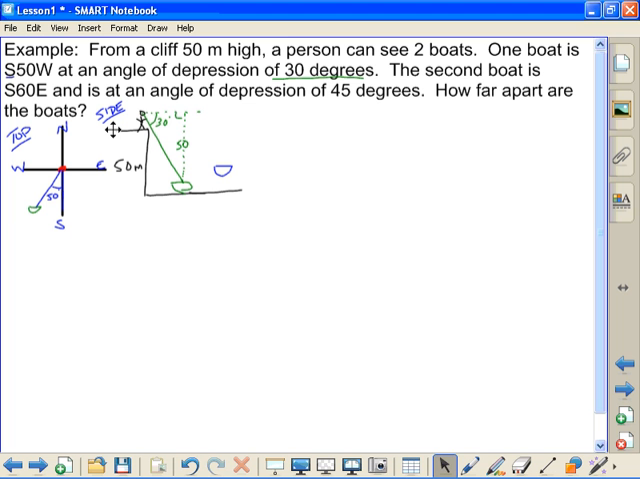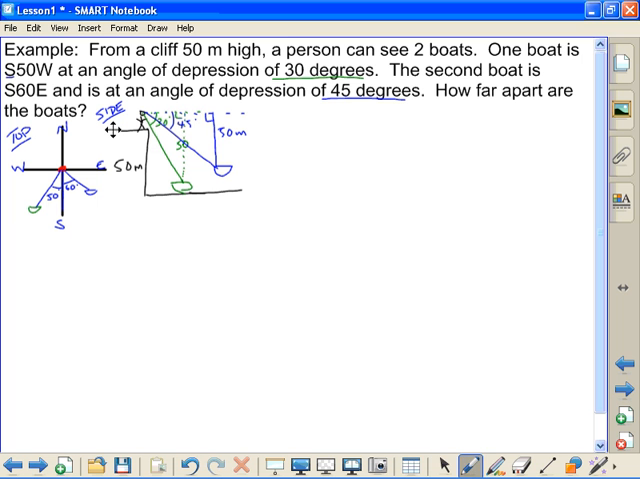The second one, the second boat is south, so again I'm facing south on the top view, 60 degrees towards the east. So now I've turned my eyes, or rotated 60 degrees in that direction, and the angle of depression is 45. So from that horizontal, I have this triangle, also 50 meters high. The angle there is 45 degrees.